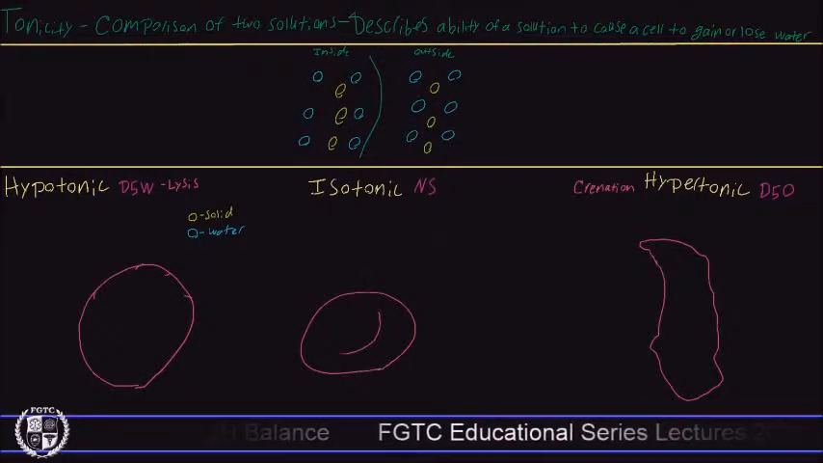So, for example, a hypotonic solution would be D5W, or dextrose 5% in water. That's a hypotonic solution. Normal saline is going to be an isotonic solution in comparison to the body. And a hypertonic solution would be something like D50, or dextrose 50%. And that's going to be in relation to the body.